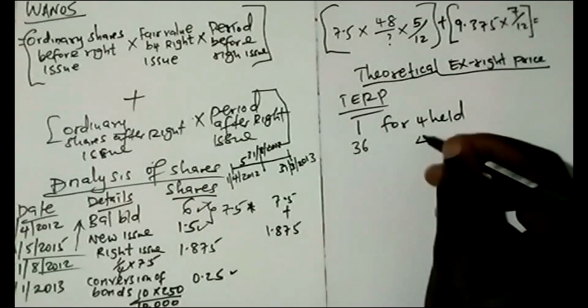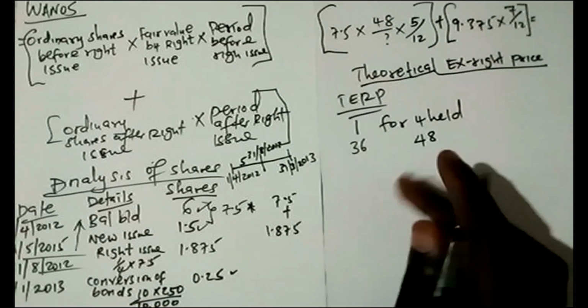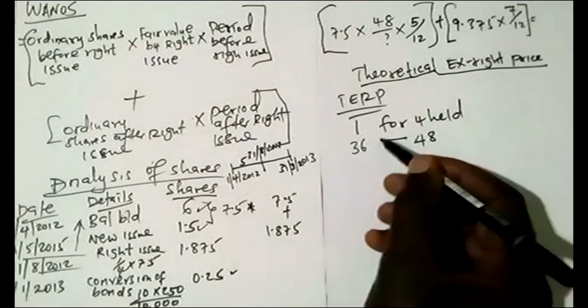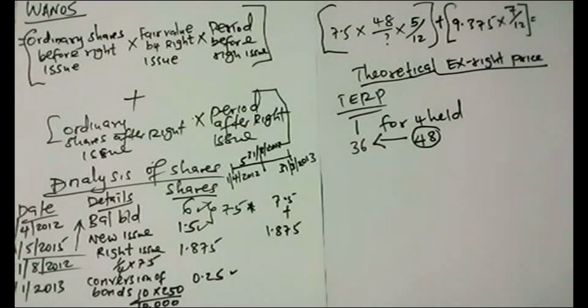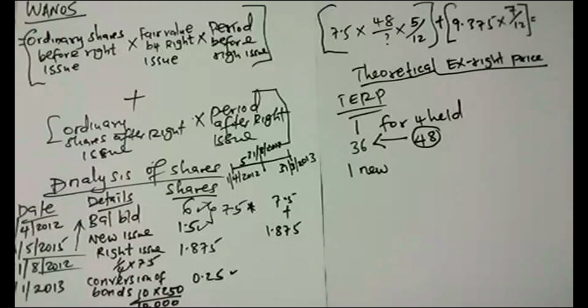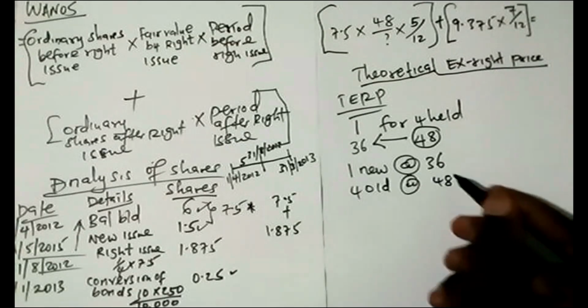And the market price, which is the fair value, was 48. So you can see the shareholder was getting the share at a lower price than the existing market price. So what you do here, you say the one new is at what price? 36. The one new is at 36 because now the one new share the shareholder is getting through the rights issue is at a lower price, which is 36. Then you say therefore all at 48.